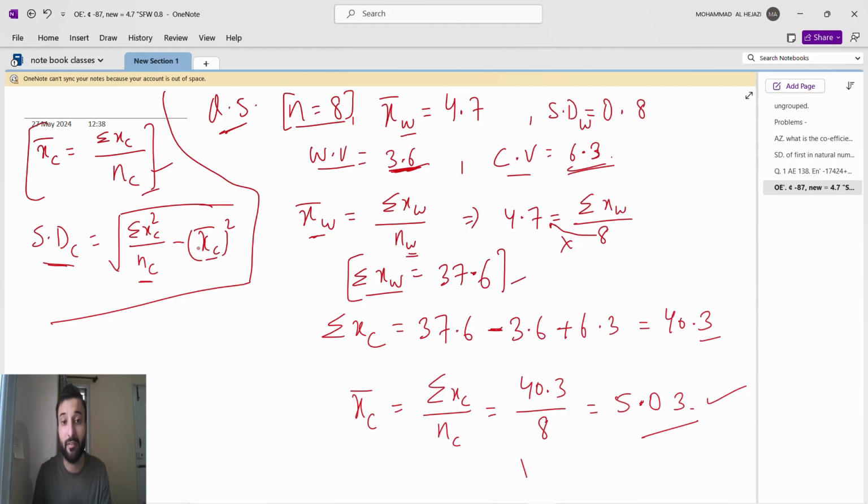We have a correct x bar, that is 5.03, but we don't have a correct sum of x square. So what we will do? First of all we will find the wrong sum of x square. From that we will minus the wrong value, then we will add the correct value.